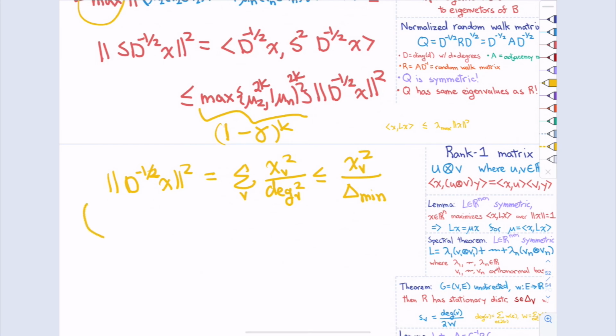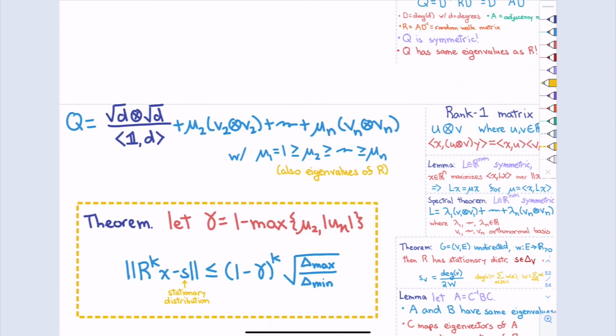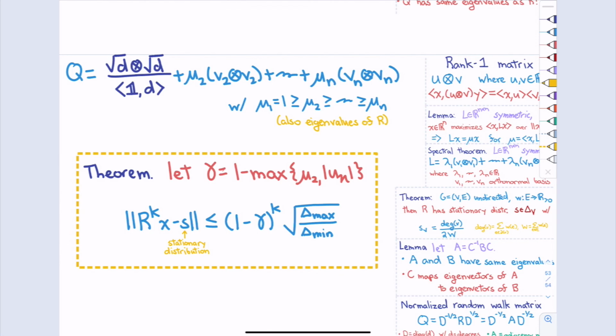Ultimately, we got that how fast it converges to the stationary distribution is at most, okay, this is 1 minus gamma to the 2k, 1 minus gamma to the 2k, delta max over delta min. Okay, it's a little bit crazy, a little bit chaotic, but okay. And that's how we get ultimately our theorem.